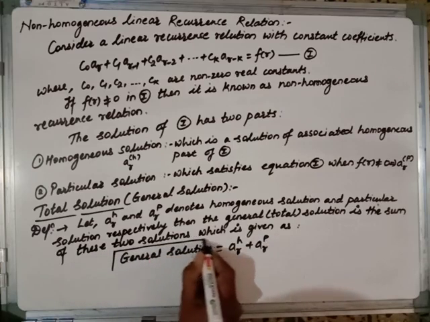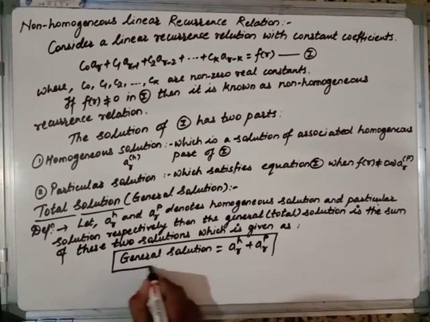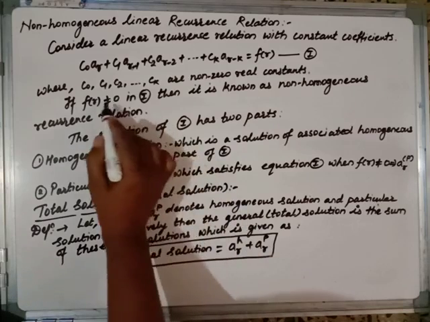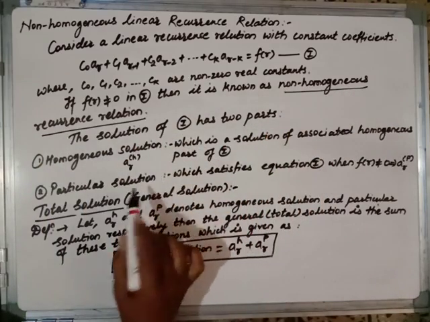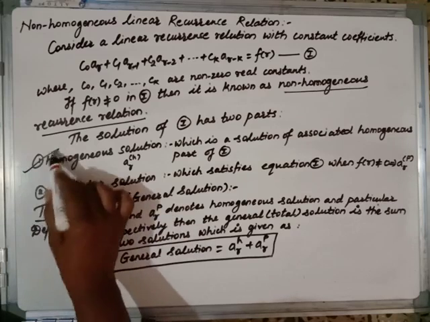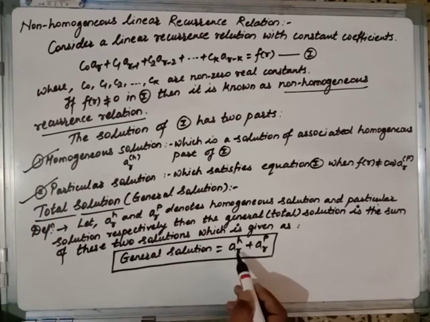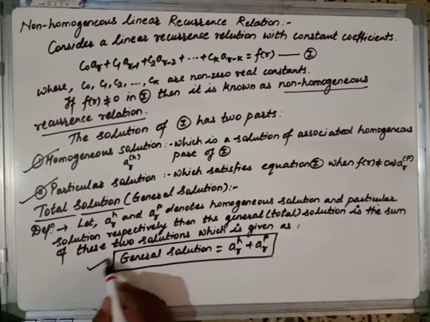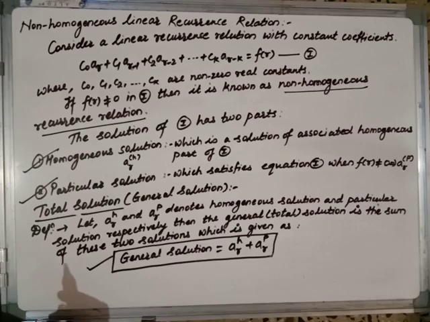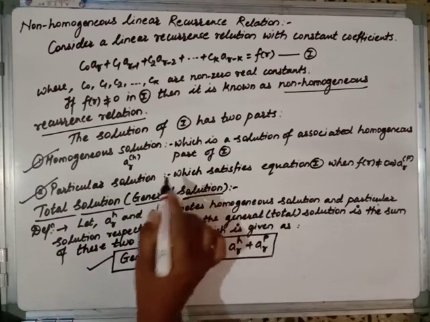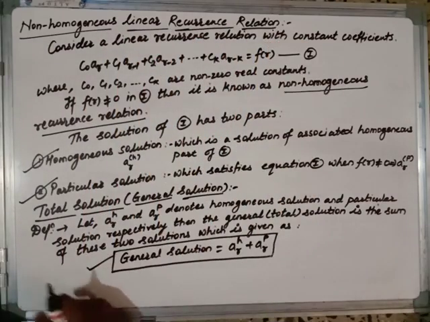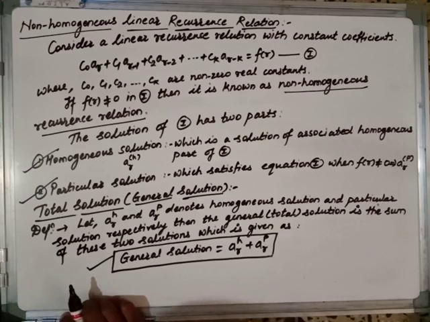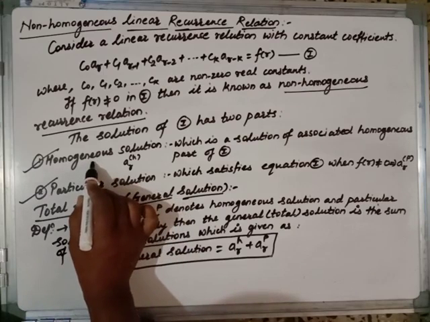This is an important thing. You should remember this. Whenever f(r) is non-zero, meaning a non-homogeneous recurrence relation is there, that time we always need to find the homogeneous solution as well as the particular solution, and we will add them to find the general solution or the total solution. This is very important in the case of non-homogeneous linear recurrence relation, that is f(r) not equal to 0.